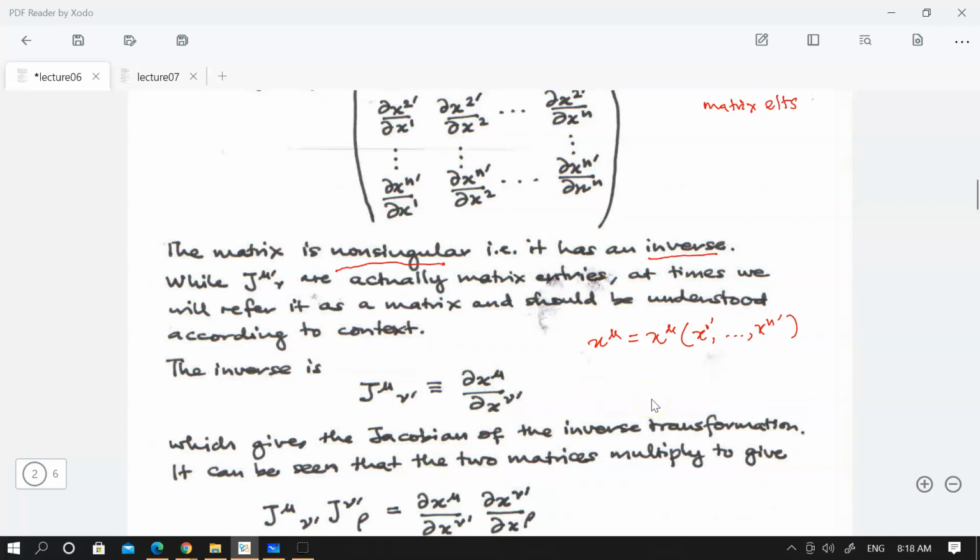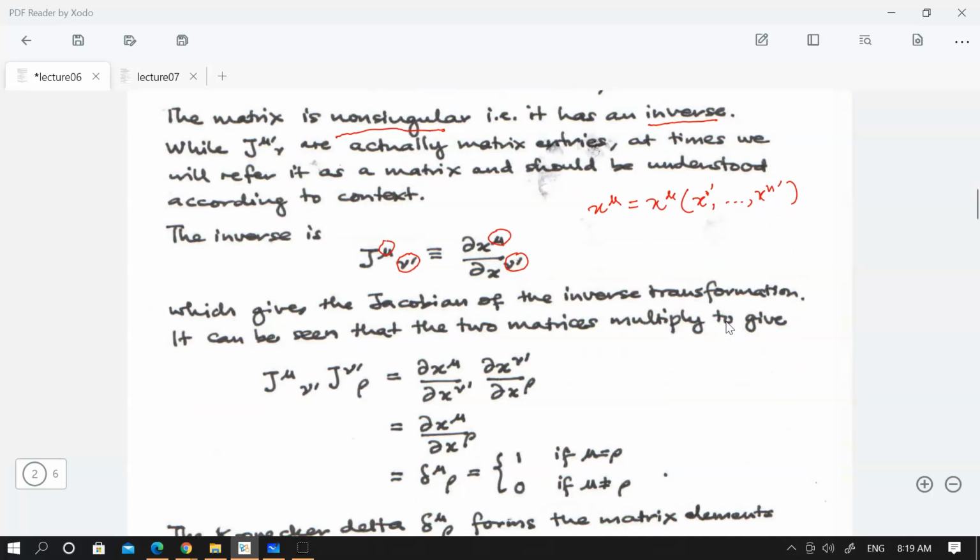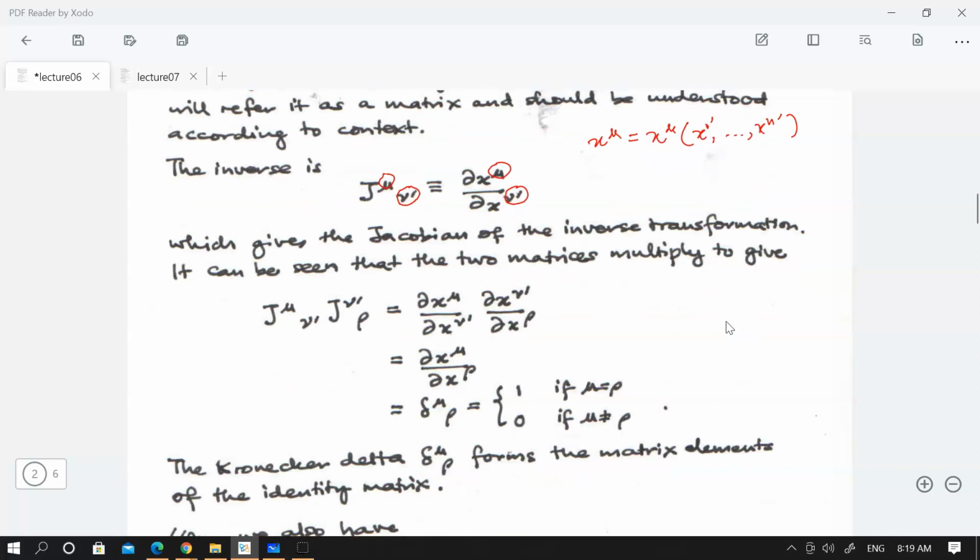So you can see there again, here you have mu on top, and then here you have nu dash at the bottom. Even though it's on top, it's at the denominator, so it translates to the nu dash at the bottom. And you can see this is the inverse Jacobian. You can see that it actually gives you the necessary property.